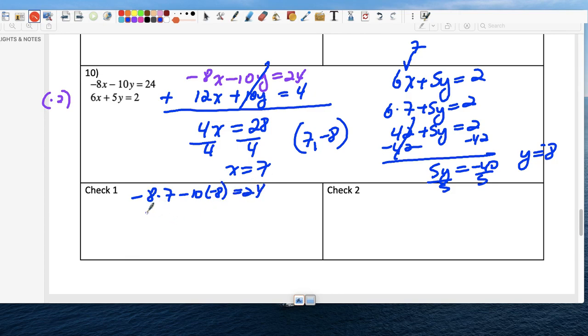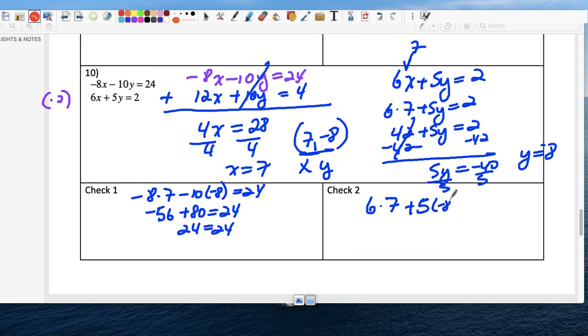Negative 8 times 7 is negative 56. And this is 10 times 8. It's going to give me positive 80. Is that equal to 24? Yes, it is. And the last one, 6 times 7, and here's my x and y value, right? So we're going to substitute. So 6 times 7 plus 5 times, and what's y? Negative 8 equals 2. Well, 6 times 7 is 42. 5 times negative 8 is negative 40. And does that equal 2? Yes, it is. And that's it. Pretty straightforward.